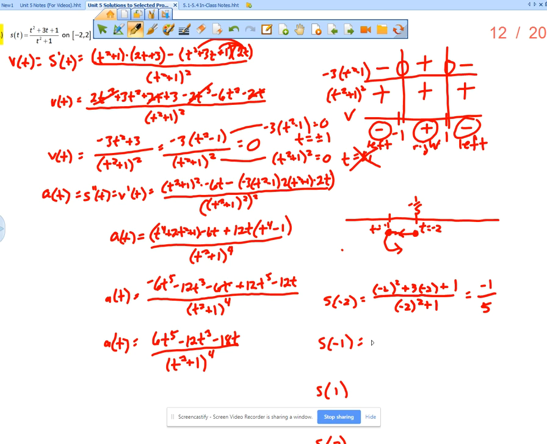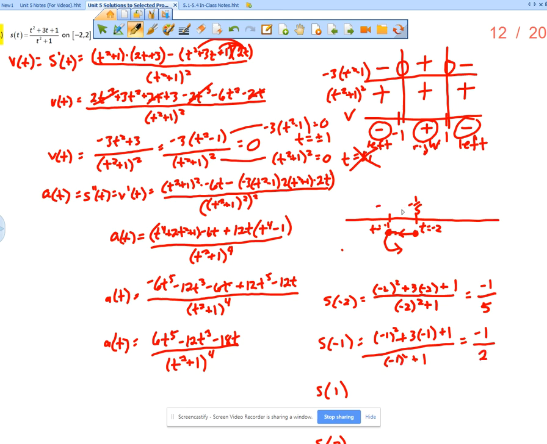All right. And we travel to the left and we get to some location at t equals negative 1. So now negative 1 squared plus 3 times negative 1 plus 1, and then divided by negative 1 squared plus 1. All right, negative 1 squared is positive 1, minus 3 is negative 2, plus 1 is negative 1. But now, negative 1 squared is 1, plus 1 is 2, so negative 1/2.